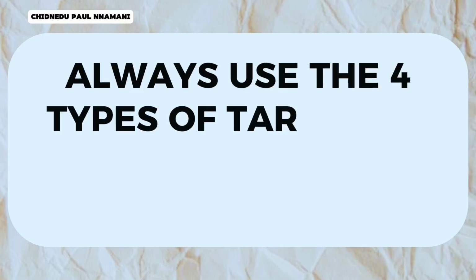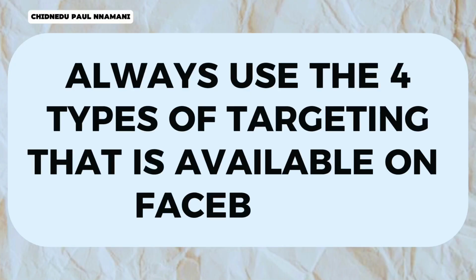Piece of advice number 1, always use the 4 types of targeting that are available on Facebook. Amateur advertisers always focus on 1 or 2 targeting options, but the pros, the people that are making more sales, use the entire 4 types of targeting.